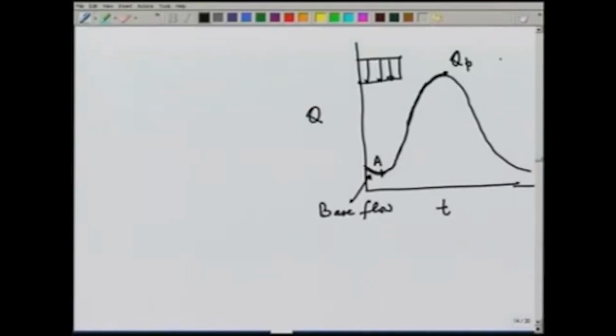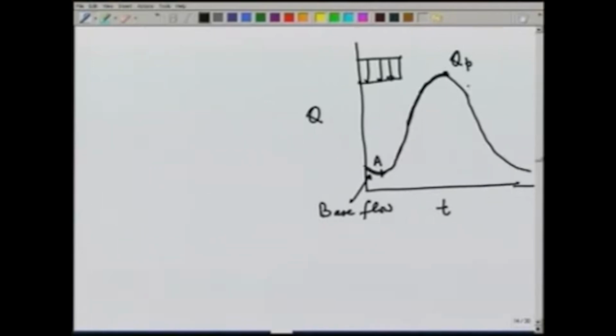Suppose our rainfall duration is more than the time of concentration. In that case, after reaching Q P, it might continue at Q P for some time and then come down. But typically the rainfalls are not for that long duration, because time of concentration is typically quite high and rainfalls generally are for a shorter duration. So, once it reaches Q P, it will not continue at that level, but it will fall down.